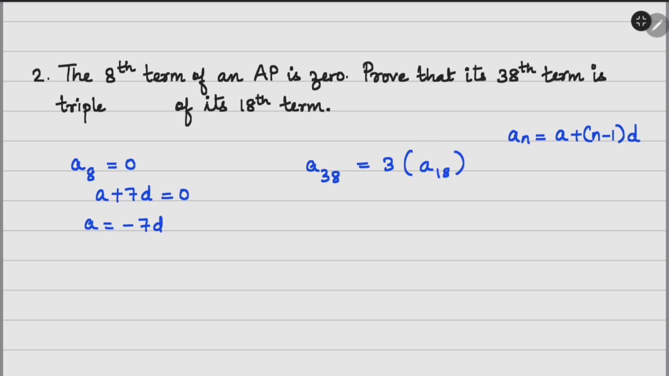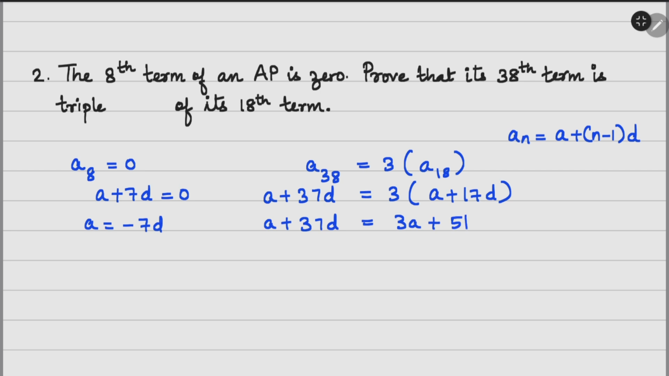Let's expand it using the formula. A38 is a plus 38 minus 1, that is 37d, is equal to 3 multiplied by a plus 17d. So a plus 37d is equal to 3a plus 3 into 17, which is 51d. Let's bring all a and d terms to one side. Here you have 3a minus a, and here I can write 51d minus 37d, which is 14d.